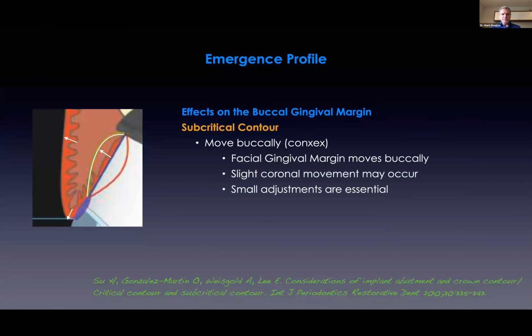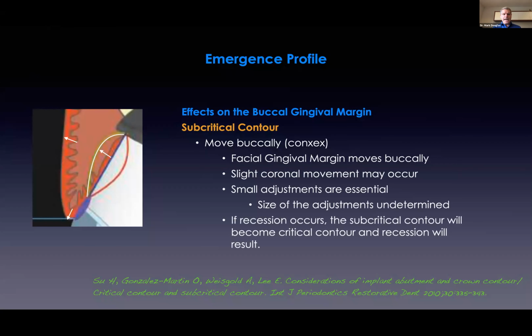They state that small adjustments are essential. You don't want to compromise blood supply, but they never define the size of the adjustments. Now, if recession ever does occur and you've done this, then your subcritical contour will become your critical contour, and it'll be over contoured, and you will get recession. So you want to be very, very careful.